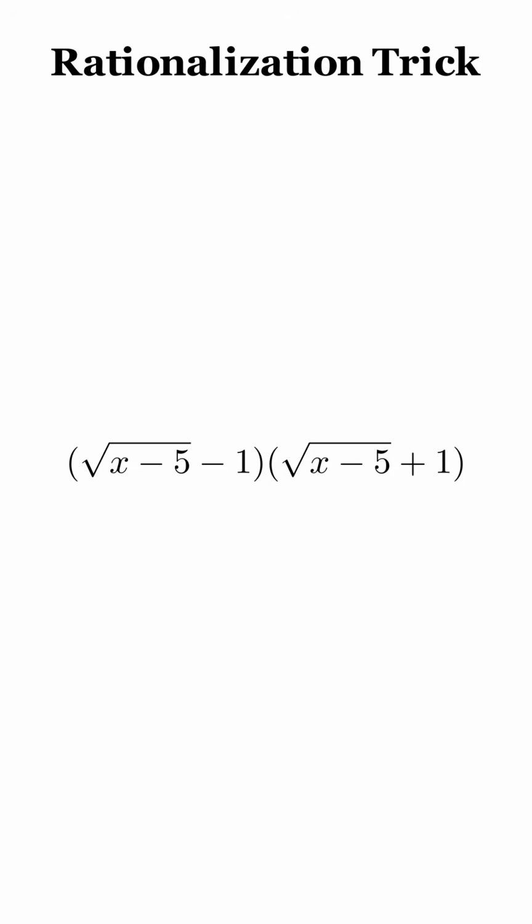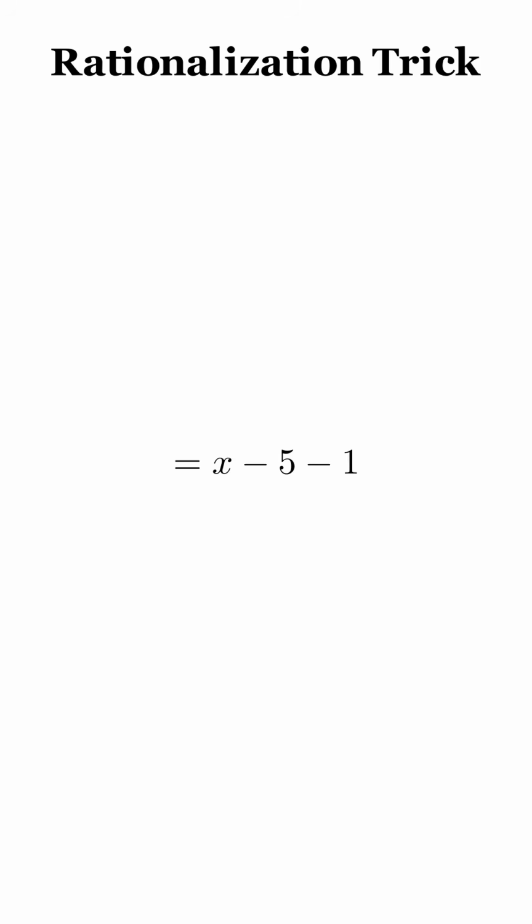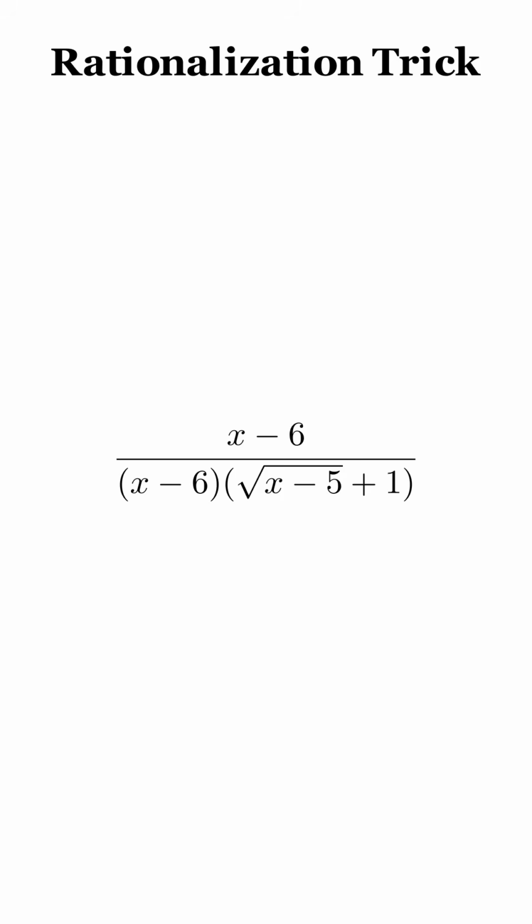And then what you do is actually expand out the numerator because it's just a binomial expansion. And then you get x minus 5 because square root of x minus 5 times square root of x minus 5 is just x minus 5. And then you get plus square root of x minus 5 minus square root of x minus 5. Those cancel. And then negative 1 times 1, which is minus 1. So in the numerator, you only get x minus 5 minus 1, which simplifies to x minus 6.